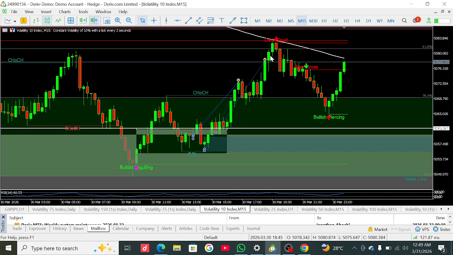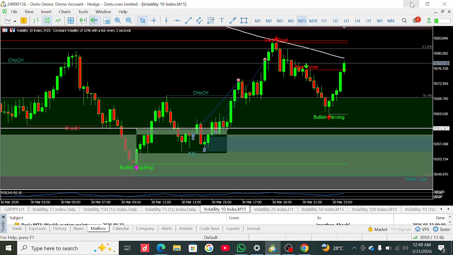So this is how to identify a change in the state of delivery. You can identify it from any time frame. But there's a way you have to follow it down to the lower time frame before you can take your trade and make a good profit.